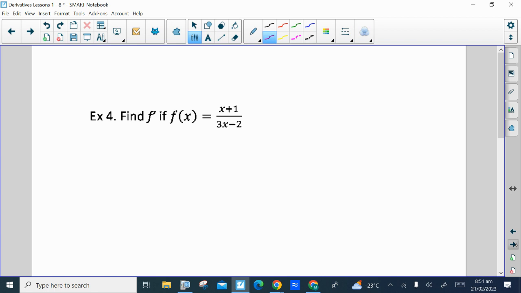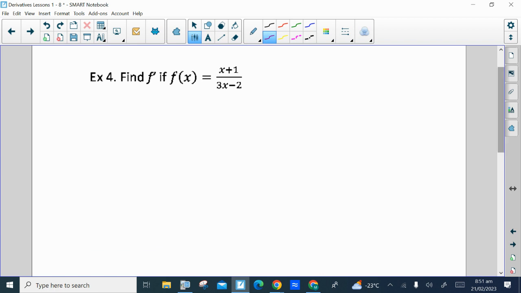All right, so this next one is going to require a bit more work, a bit more algebra, because the function is a rational function. So we want to find the derivative f prime if f at x equals x plus 1 over 3x minus 2. So again, there's going to be a bit of algebra that we're going to have to do here.